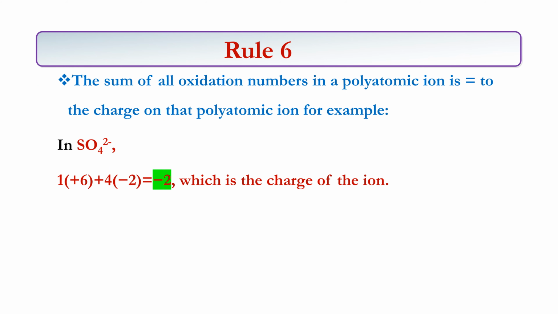Rule 6. The sum of all oxidation numbers in a polyatomic ion is equal to the charge on that polyatomic ion. An example of a polyatomic ion is SO4 2 minus. Polyatomic means more than one. See here, you have sulfur and you have 4 atoms of oxygen. So here we have more than one element present. That's why it's poly. So this rule states that the sum of all oxidation numbers of the different elements that are present here must be equal to the charge on that polyatomic ion.